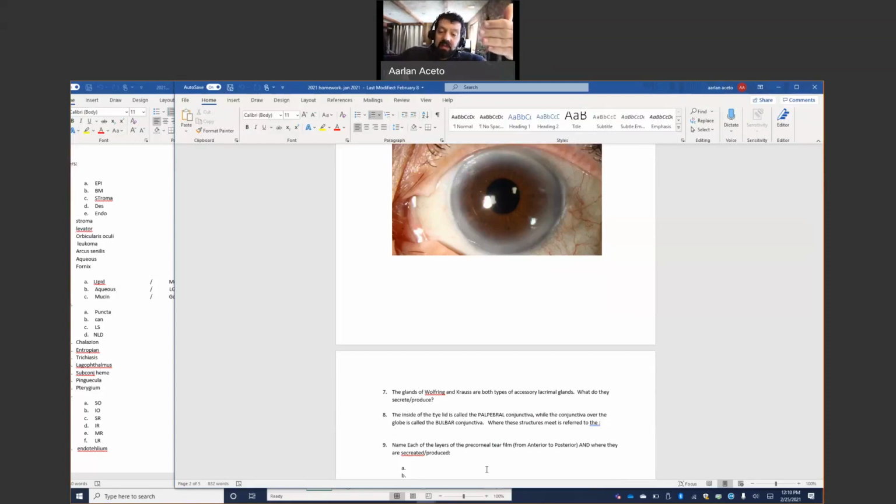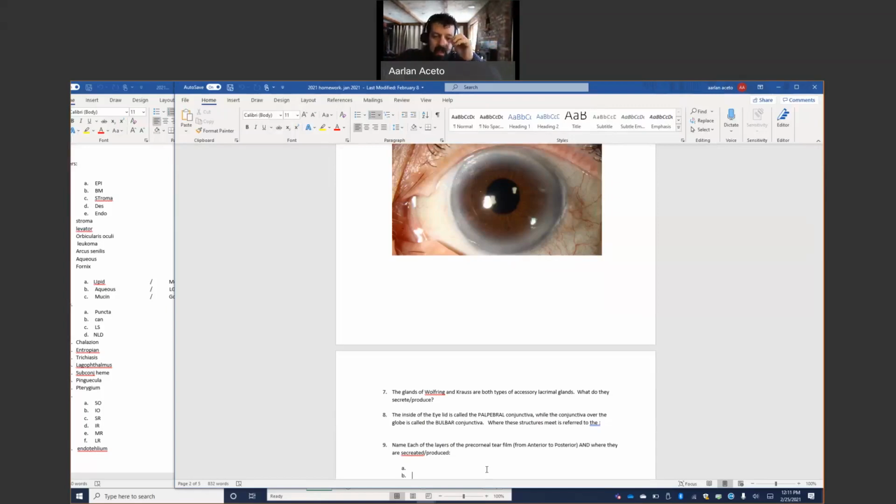Your lipid is made by the meibomian glands. The aqueous is made by the lacrimal and accessory lacrimal glands. And the inside, the mucin, is made by the goblet cells, which are on the inside of your palpebral conjunctiva, in the goblet cells on the conjunctiva. In this case, what I'm looking for is the glands of Wolfring and Krause. I gave it to you, are both types of accessory lacrimal glands. What do they secrete or produce? It's the aqueous portion of the tear layer. Make sure you know all three of those. And actually, we bring it up in room 9 again anyway.